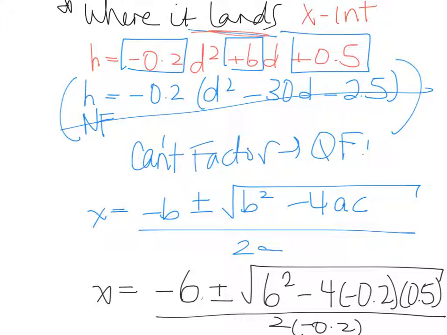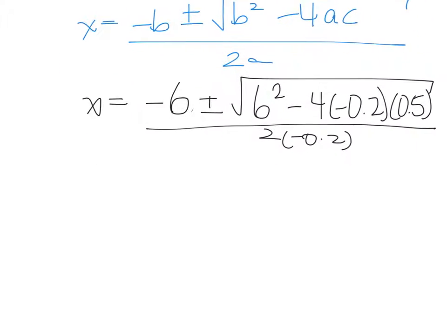Those are the roots. We're going to do it once with a plus sign and once with a minus sign to get the two x-intercepts. So let's move this up here.